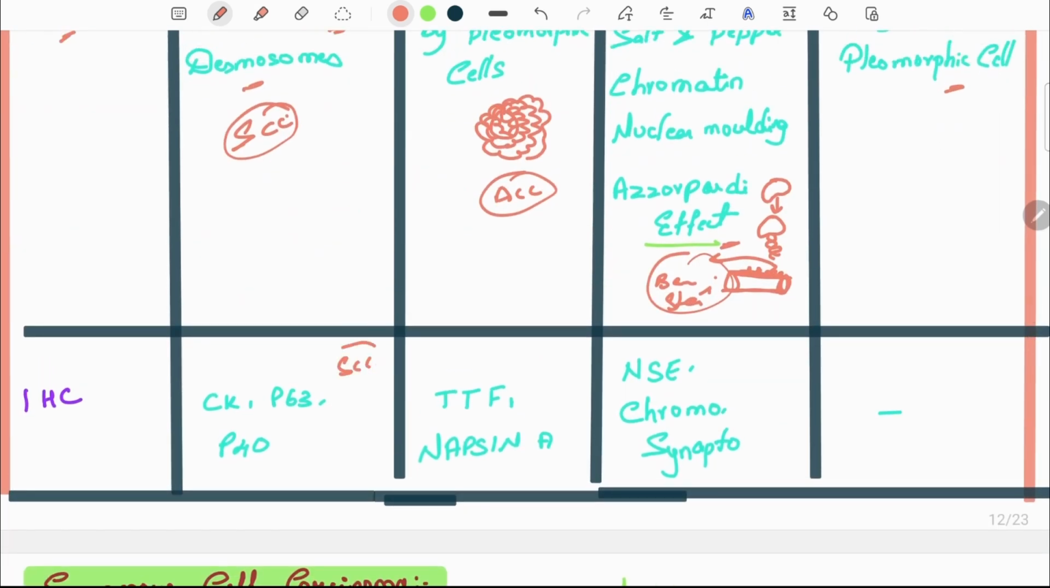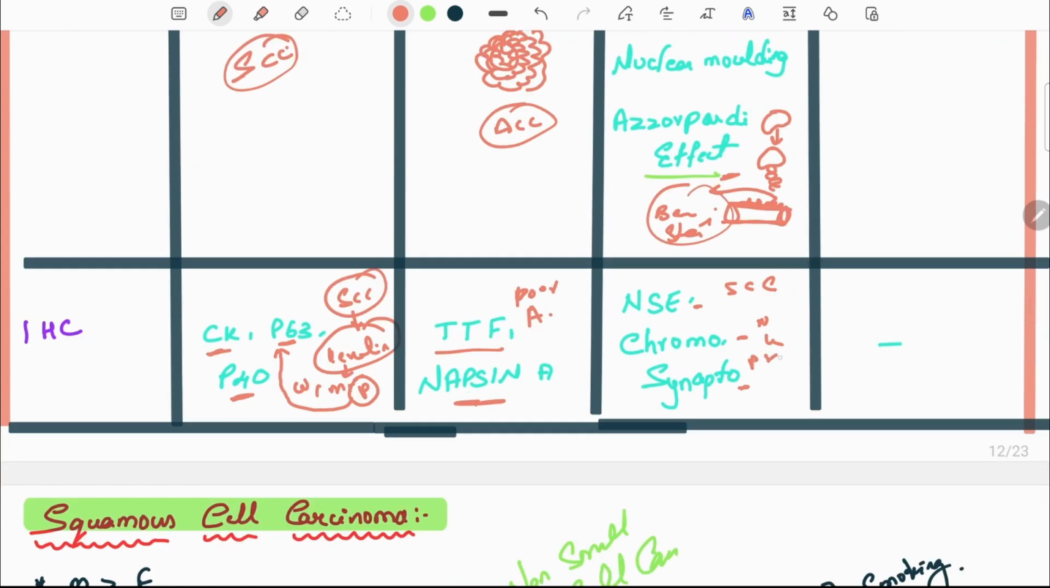In squamous cell carcinoma, we observe keratin pearls, and depending on differentiation, they are well differentiated, moderately differentiated and poorly differentiated. In poorly differentiated, we can see cytokeratin, P63 and P40 IHC markers, and in poorly differentiated adenocarcinoma, we can see TTF1 and napsin A IHC markers. In small cell carcinoma you can see NSE, chromogranin and synaptophysin. So this is very common for neuroendocrine tumors like P square S C square.